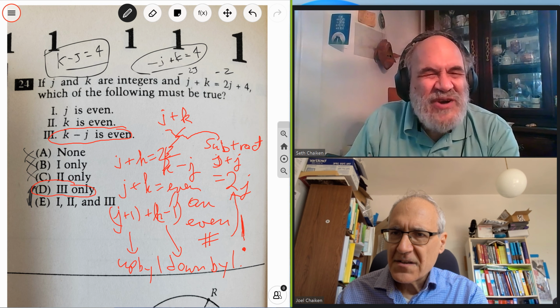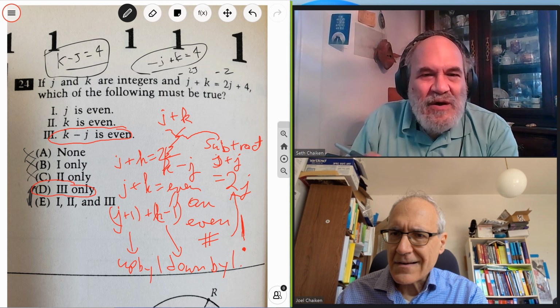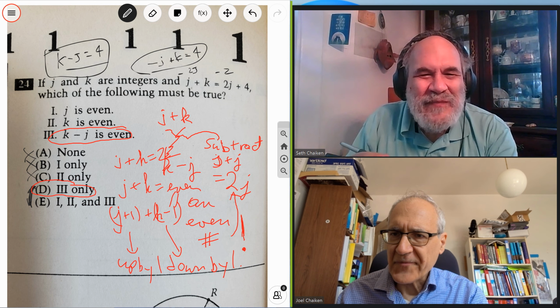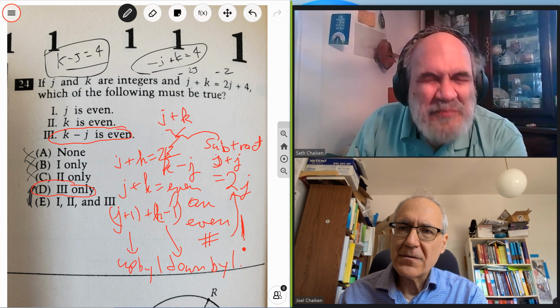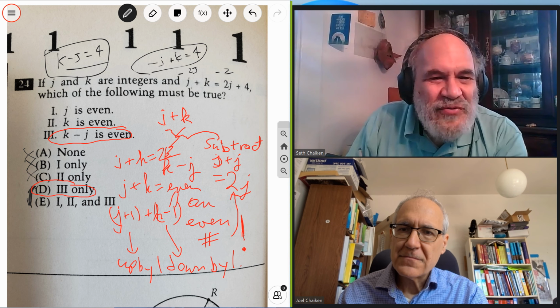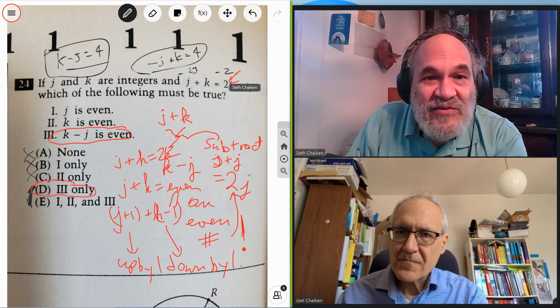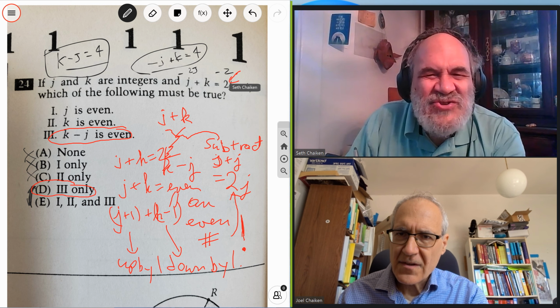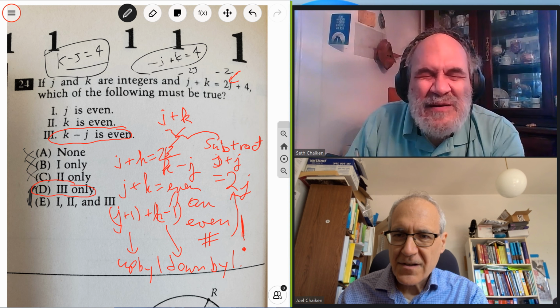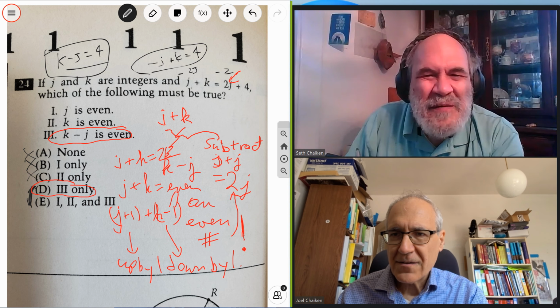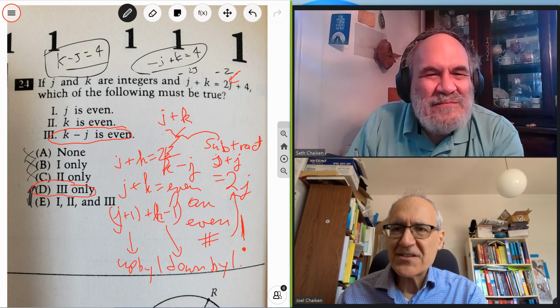Let's check. So certainly J and K. Oh, I'm sorry. K minus J is equal to 4. The problem is I thought that this quantity here, J, was another letter. Oh my God, I realized that. Okay, K minus J is equal to 4.